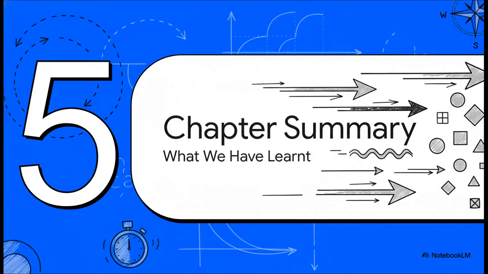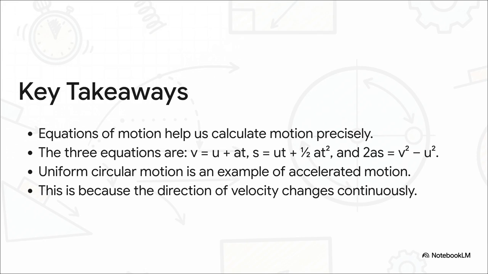We have covered some very important concepts today. Before we end our class, let us quickly summarize the main points we have learned so they are fresh in our minds. So what are the key takeaways from today's lesson? First, the 3 equations of motion allow us to calculate motion with accuracy. They are v equals u plus at, s equals ut plus half at squared, and 2as equals v squared minus u squared. Second, we learned about uniform circular motion. We understood that it is an example of accelerated motion.